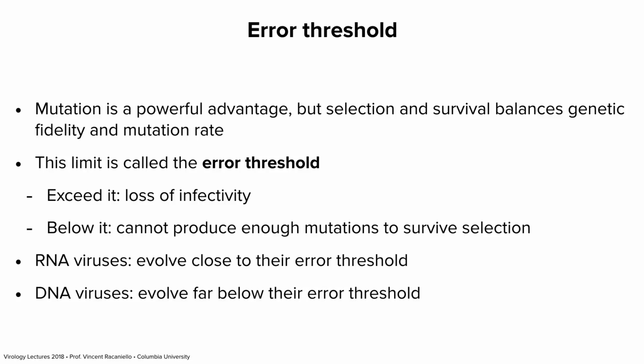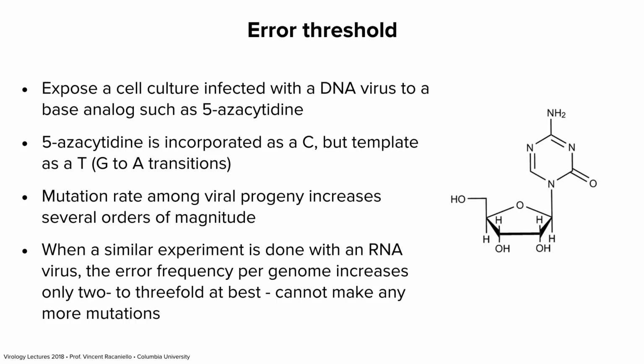So again, the error threshold is the upper limit of mutation. Beyond it, the virus is not infectious. Too far below it, it's also not able to compete in a host. Now here's an experiment with a DNA virus that shows you the error threshold. You take a cell culture infected with a DNA virus and you add a base analog, 5-azacytidine. If you remember any of the discussion last time about antivirals, you will recognize that it's a modified base. It's a modified C, in fact.